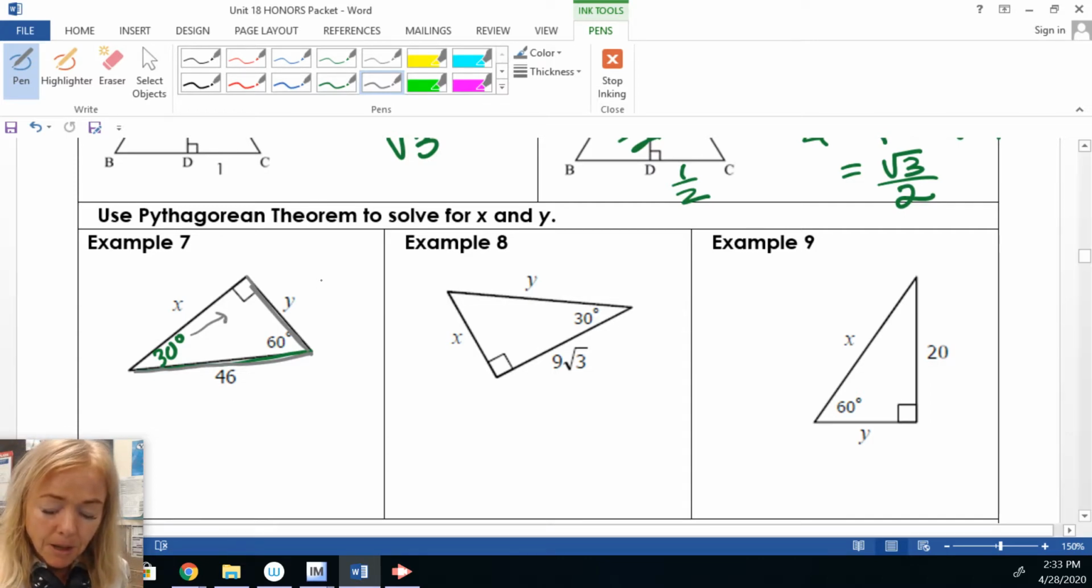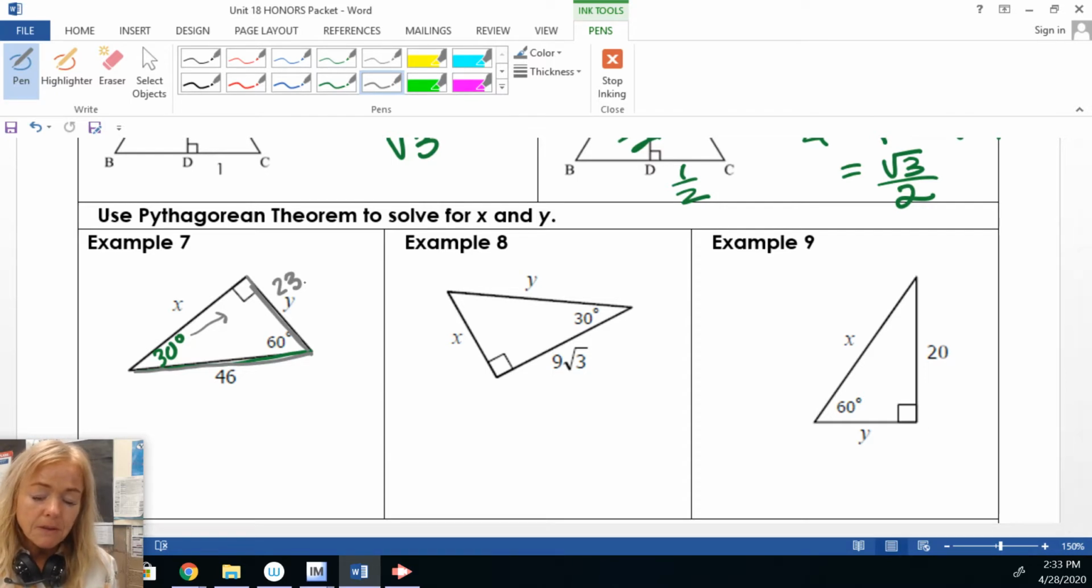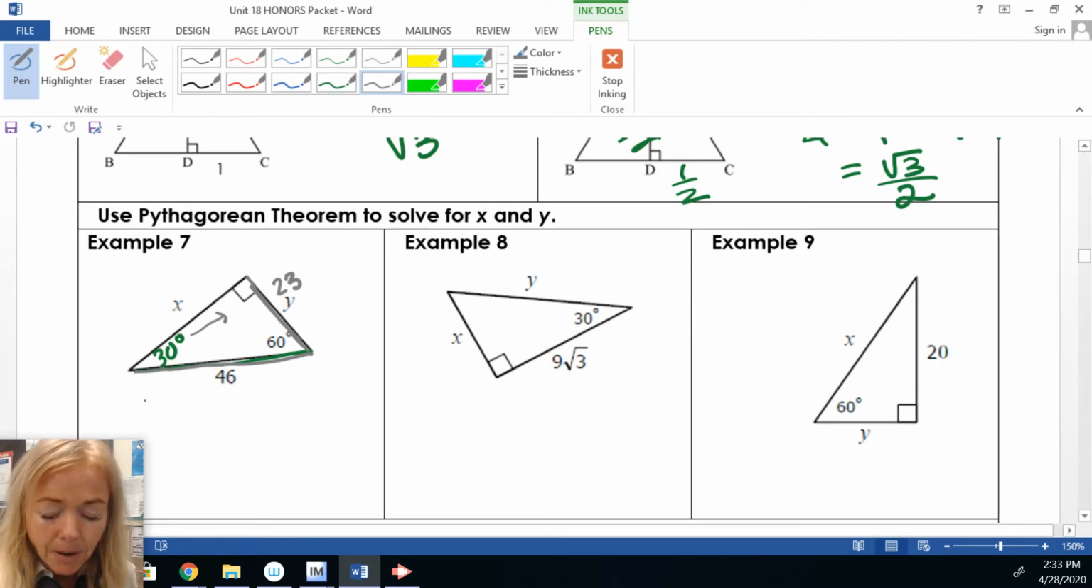So if the hypotenuse is 46, then this side here would be 23. It has to be, because it's the side that's half the hypotenuse. So if that's 23, then we can use the Pythagorean theorem to find the other side x. We have a 46 and a 23. 46 is the hypotenuse, so we're going to do the square root of 46 squared minus 23 squared.